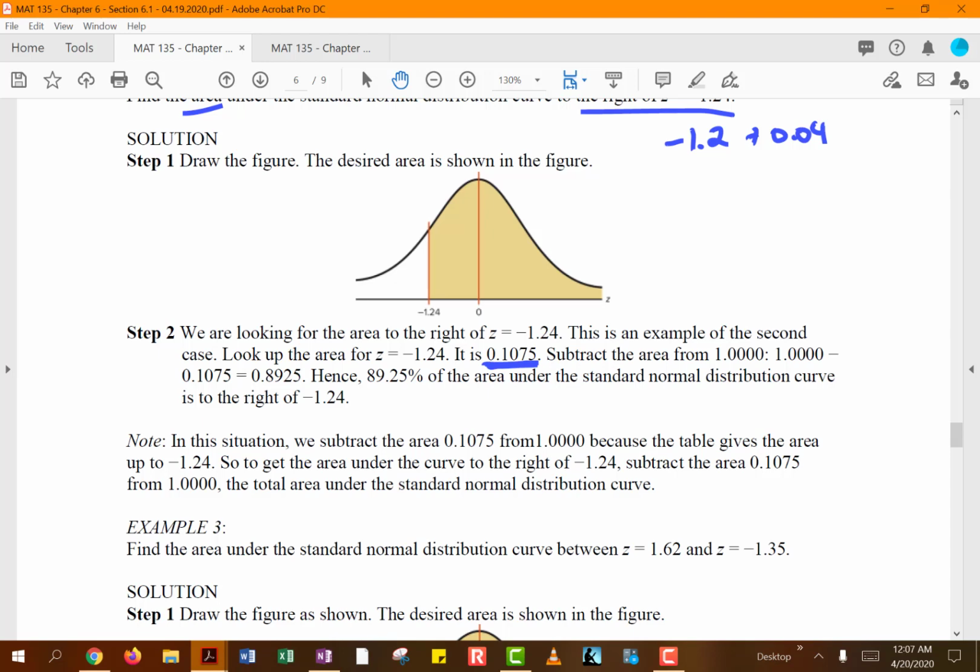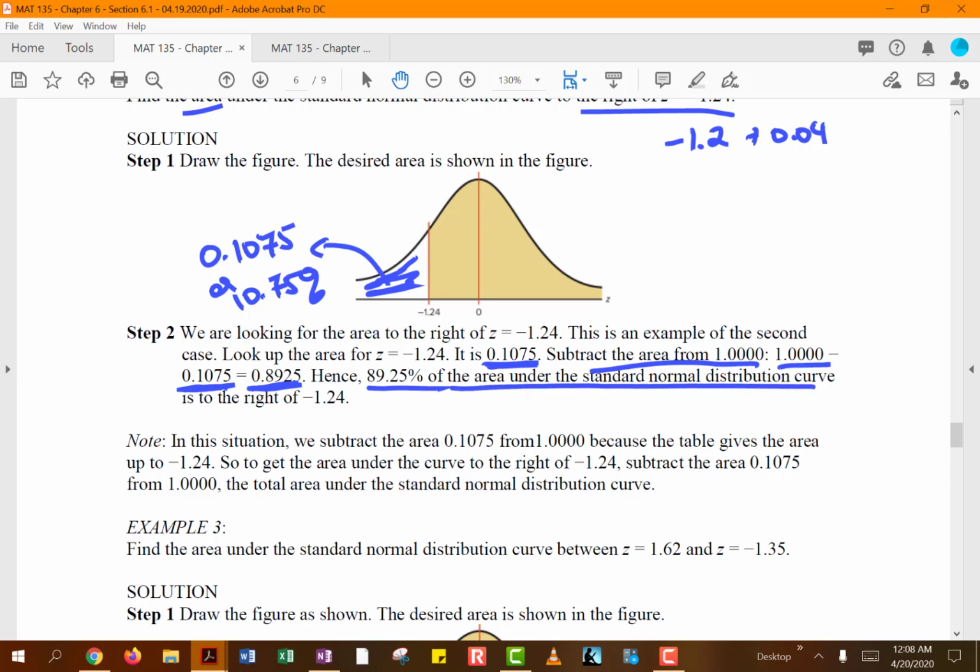0.1075. But since we are talking about the area, this 0.1075 is actually talking about this portion right here. So this part is 0.1075, or you can think of that as being 10.75%, but we're interested in the area to the right of it, and that's why we need to subtract it from 1. So you're going to do 1 minus the 0.1075 to get this answer of 0.8925, or basically we're saying 89.25% of the area is going to be to the right of your z-score.